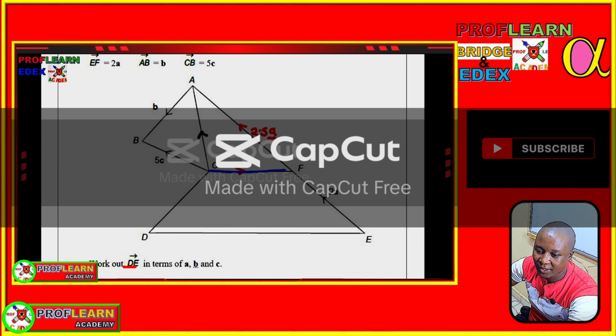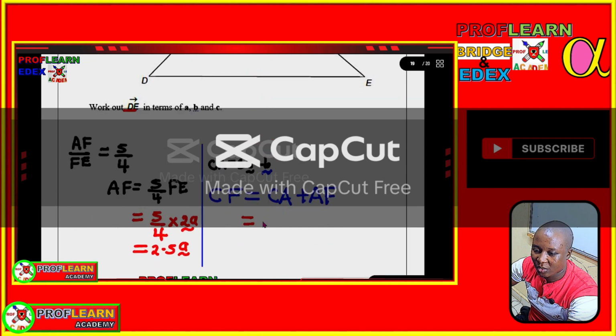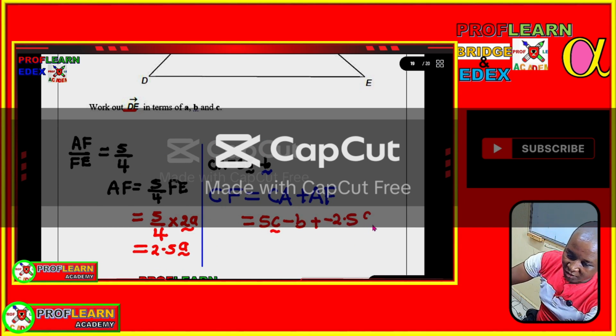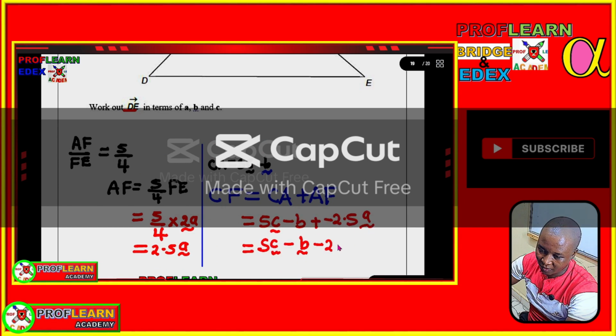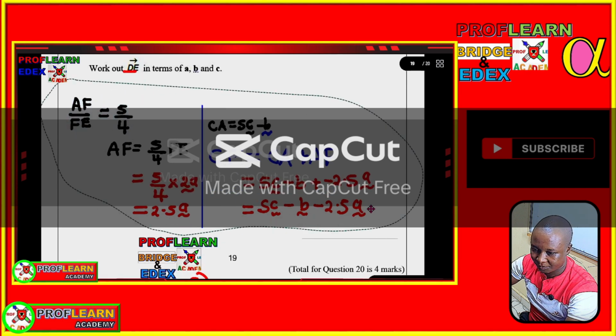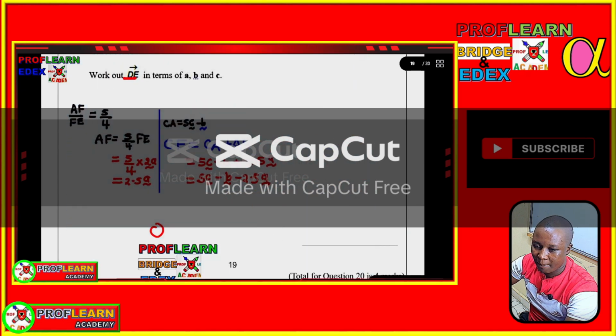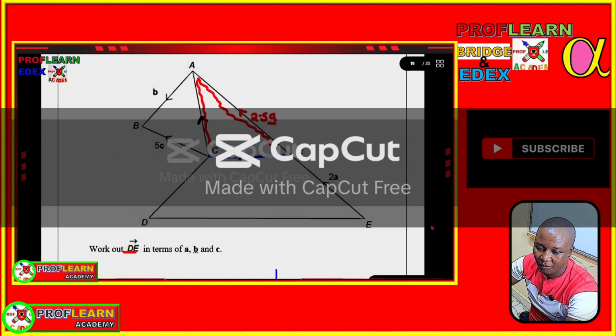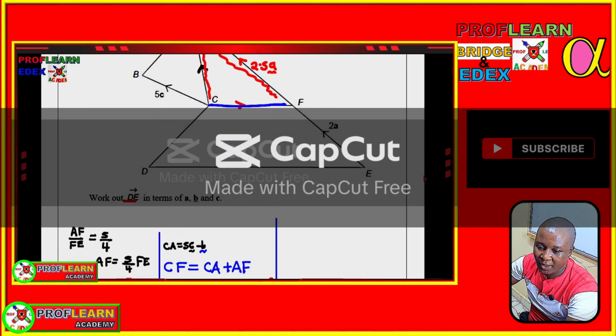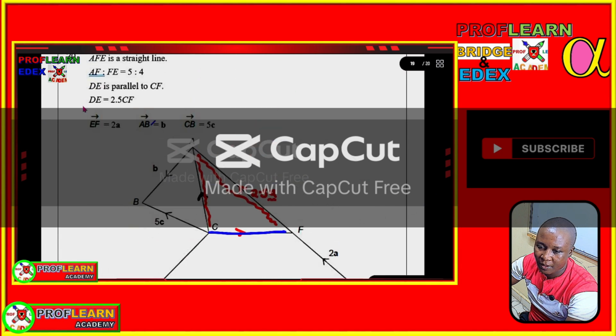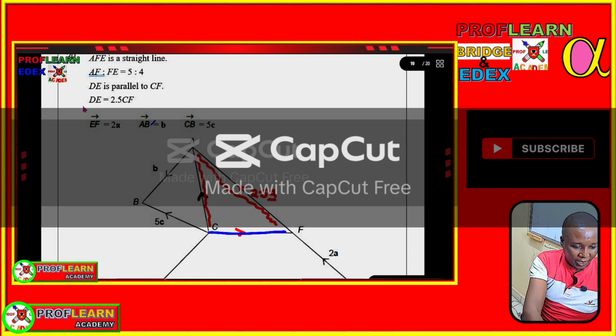CF is going to be CA plus AF in that case. So we're going to say this is going to be 5C minus B plus negative 2.5A, like that. If we simplify, that's what we are going to get. But we were told that we are supposed to find DE in terms of vector A, vector B, and C. But we were told that DE is 2.5 CF. And remember, we have worked out the value of CF. So we're going to take that value of CF times 2.5.